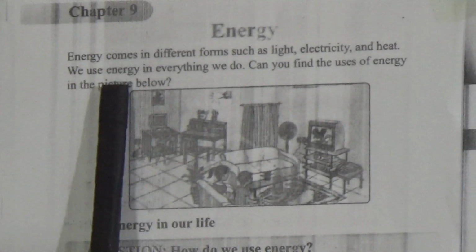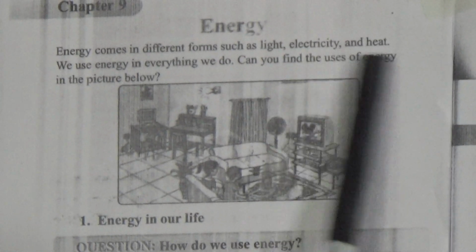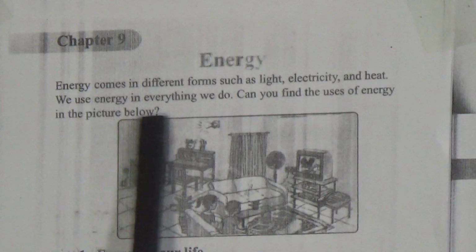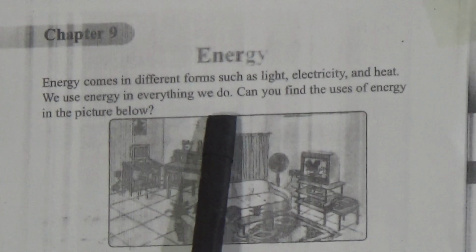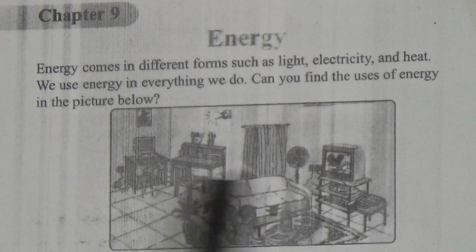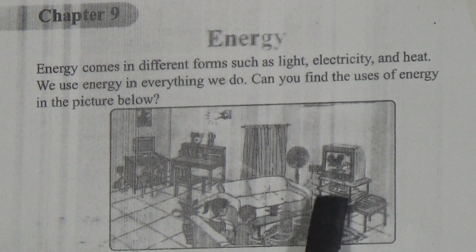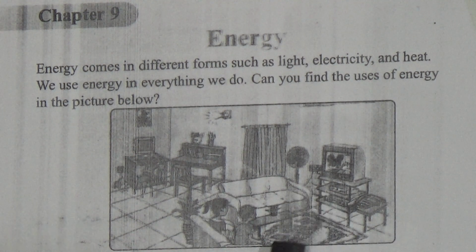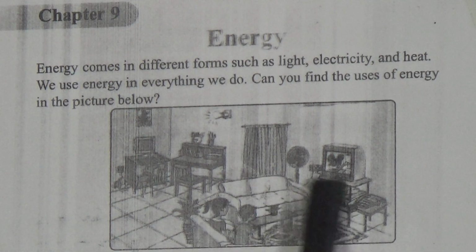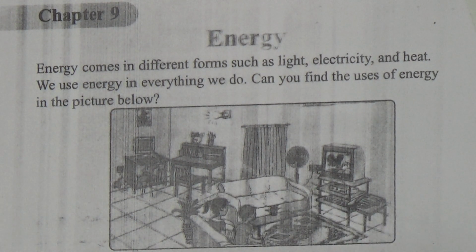This is chapter 9 and the chapter name is energy. Energy comes in different forms such as light, electricity and heat. We use energy in everything we do. Can we find the uses of energy in the picture below? My dear students, see this figure. Here is given a picture, and from this figure we can see that there are many uses of energy. Okay, now go to next page.